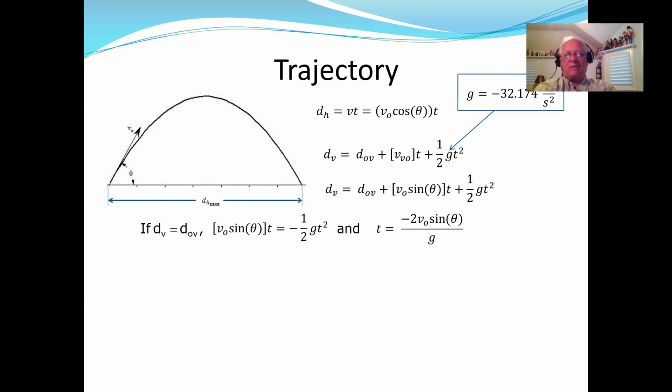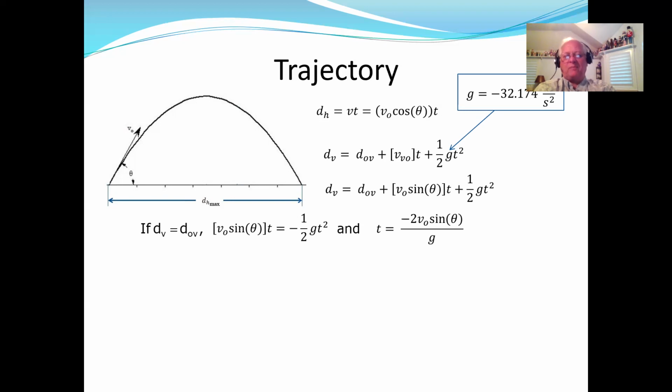We can calculate that because I can notice that dh max is where the vertical distance is equal to the initial vertical distance. Again, typically they're both equal to 0, but they don't have to be. They simply would be the same vertical height. If that's the case, then looking at the equation for the vertical distance, immediately above there, the first term on the left side and the first term on the right side cancel each other. And so the second and third terms on the right side of the equation have to be equal and opposite to each other. And I show that equation here.